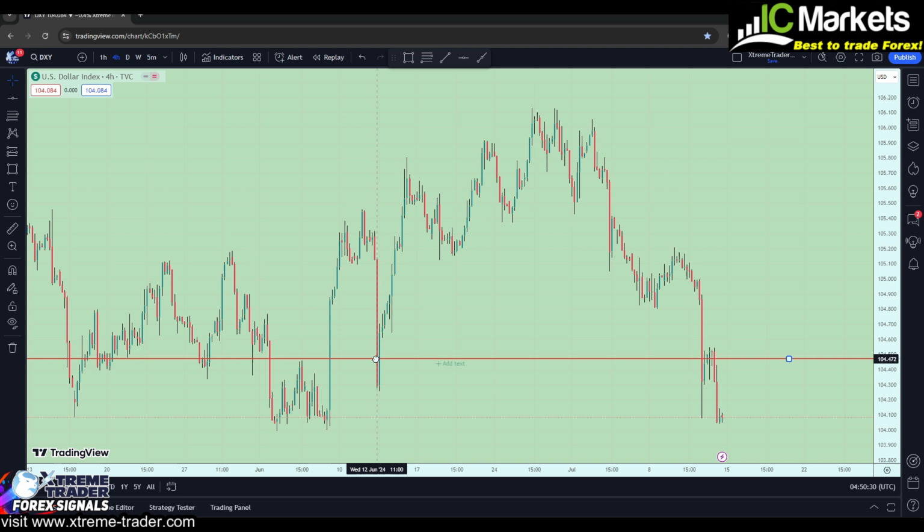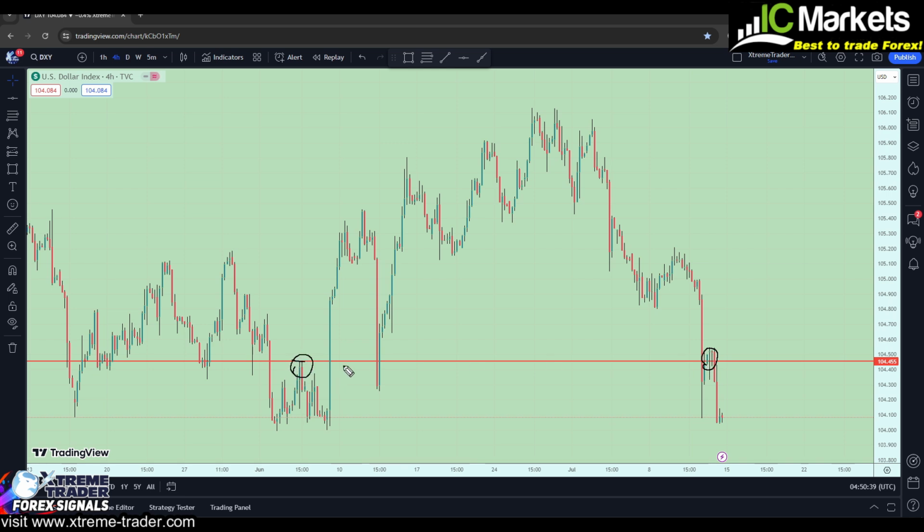Right here, exactly right there, at the resistance at 104.455, we can see clearly that the pair has already retested that same level of resistance. And keep in mind that this resistance right here is the nearest one to that bearish breakout candle.